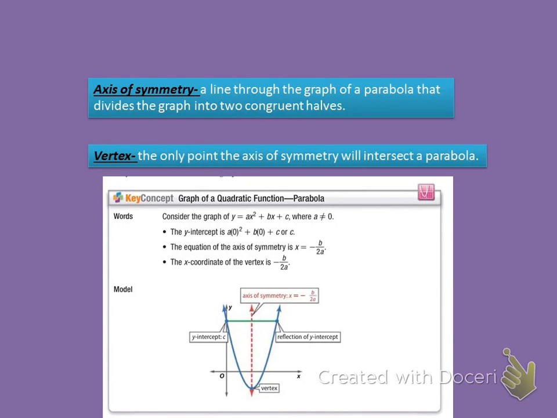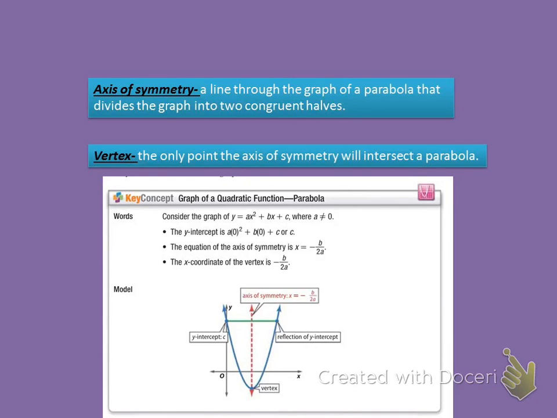The most important word to learn, I guess, is vertex. The vertex is the only point where the axis of symmetry will intersect a parabola. If you look down here, obviously you guys know this is a parabola. The vertex is the lowest point, like down here, or if you flip it, it's the highest point. It's either the lowest point or the highest point of the parabola if it was flipped. That's your vertex.